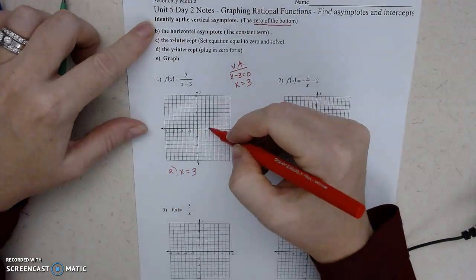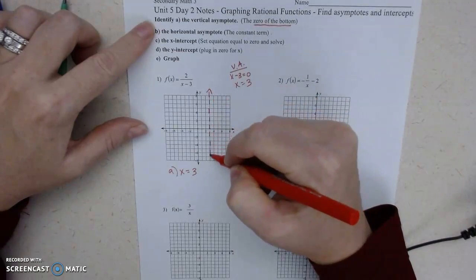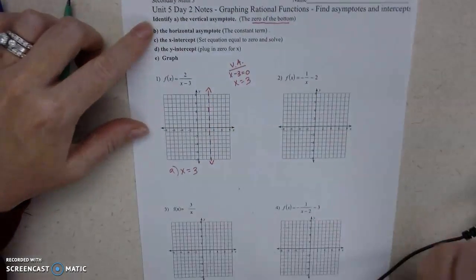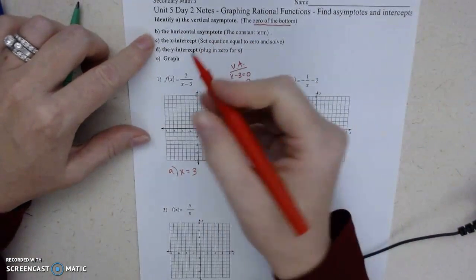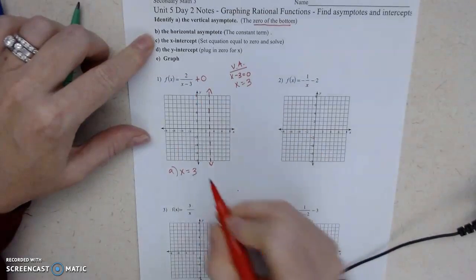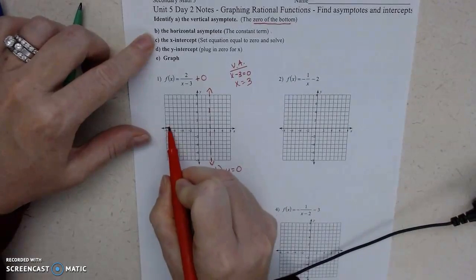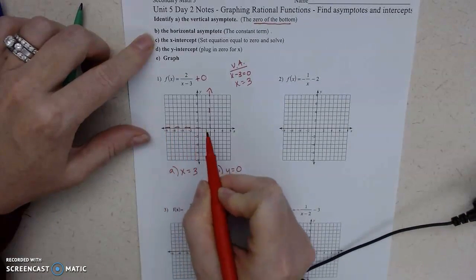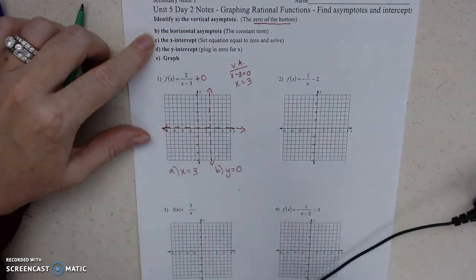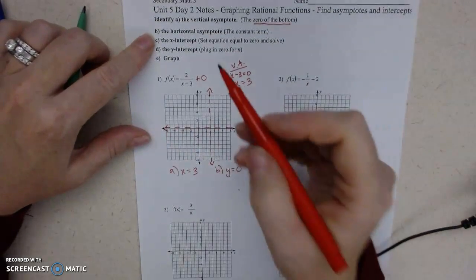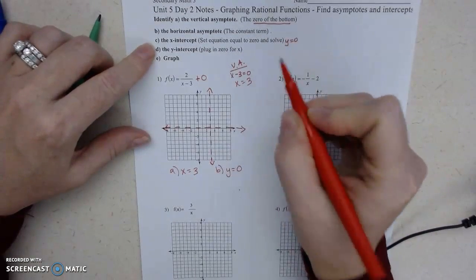So we're going to go ahead and sketch that in, and your graph will never cross the vertical asymptote. For Part B, the horizontal asymptote is the constant term after your rational function. So this is like plus 0. So for Part B, we've got y equals 0. Now, on more complicated functions, your graph can cross a horizontal asymptote, but we will not be dealing with that in this course.